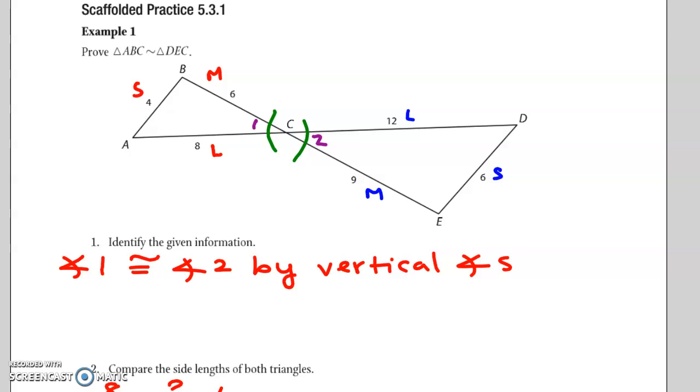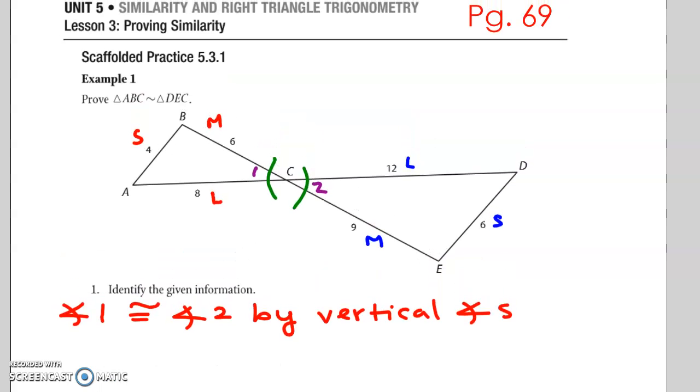All right, if you turn to page 69, this will take us to our first example. We need to prove if the two triangles are similar. One thing I want to point out, if you look at my markings, I right away marked angle 1 and 2 to be congruent to each other because they are congruent by vertical angles. All vertical angles are congruent to one another. Also, this is something a little different. Look at how I marked my triangles.